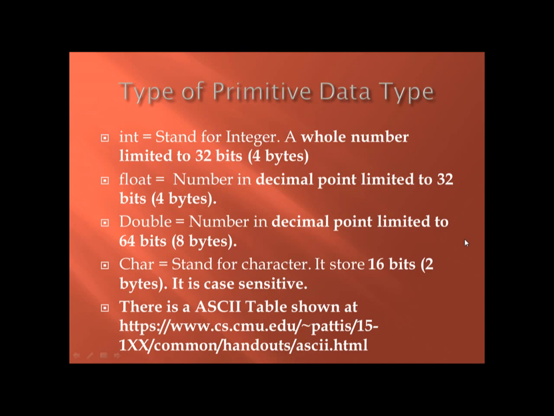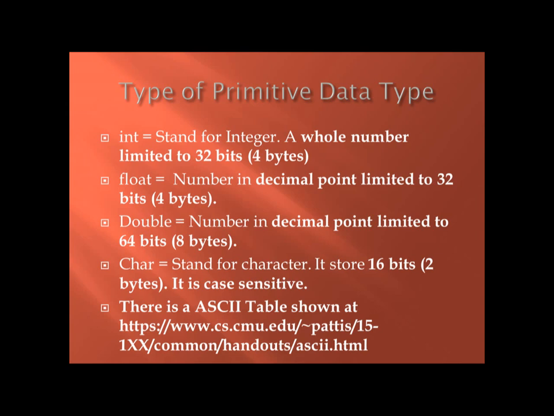Next, the types of primitive data type. The first one is int, which stands for integer. It covers whole numbers, limited to 32 bits. That would be minus 2 to the power of 31 to positive 2 to the power of 31 minus 1. Next one is float.